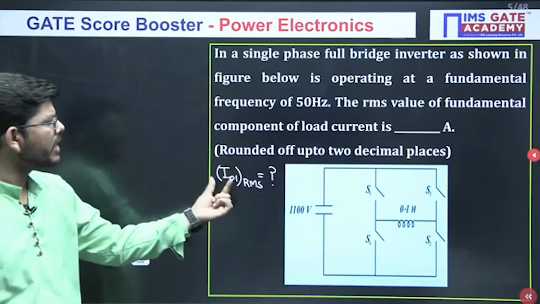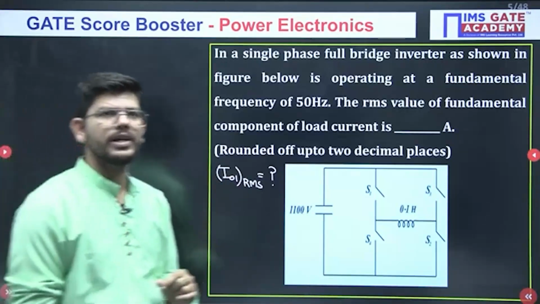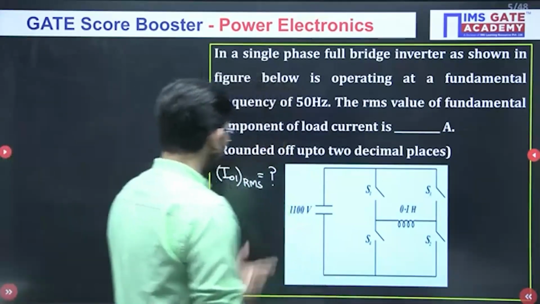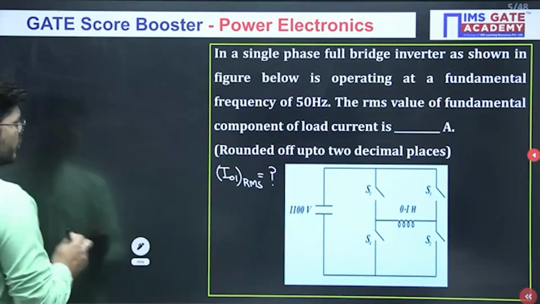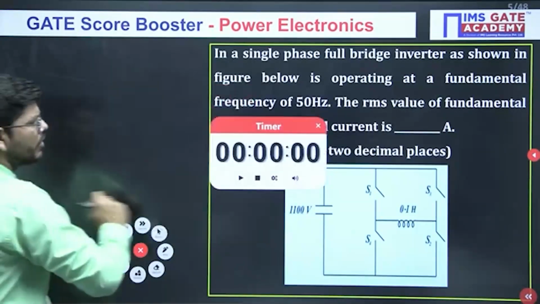So what we have to calculate here? We have to calculate the fundamental RMS output current. So finding this is very easy. What we have to do, or let me give you time first of all. Let me see whether you are able to solve this question or not.